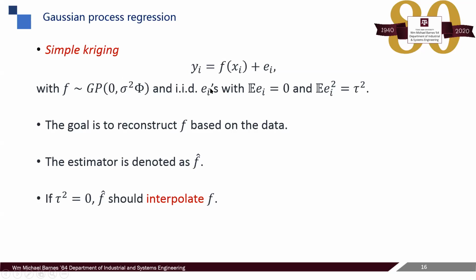And the e_i is IID with mean zero and finite variance. This tau square is a finite number. Okay. And there is a specific case in which tau square is zero. That means we don't have this e_i. So if this e_i is not present in this model, the reconstructed curve f hat should interpolate the points we observe, because there is no error in each point.